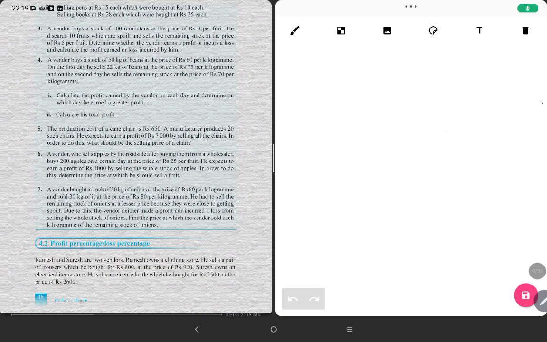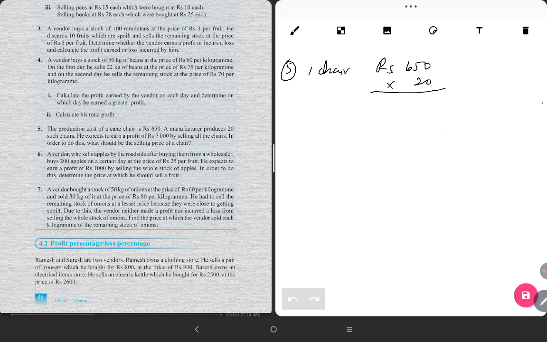Okay, so next up, let's do another question, maybe question number 7, or let's do question number 5. So I'll leave that to you. The production cost of a cane chair is rupees 650. A manufacturer produces 20 chairs. So question number 5, production cost of one chair is rupees 650, and he is making 20 such chairs. So total cost, if you want to calculate, this is how you calculate, right?